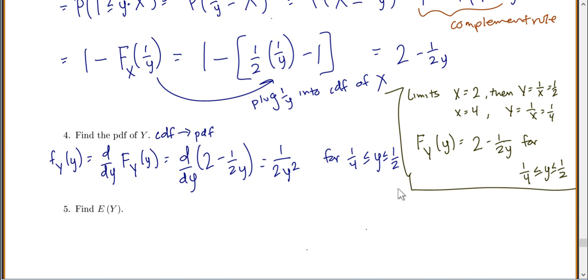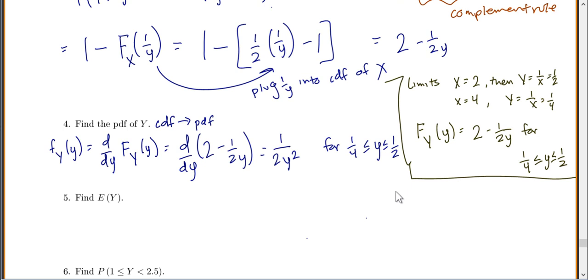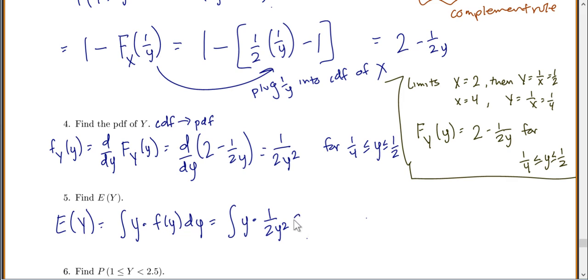And finally, let's find the expected value of y. Notice we did already find this in part 1, but let's do it using our PDF of y now. So the expected value of y is just equal to the integral of y times f of y dy. Or in this case, the integral of y times 1 over 2y squared dy from 1/4 to 1/2. We can go ahead and put this into our calculator or do it out yourselves, and you get 0.3465. Notice this does match what we found in step 1.